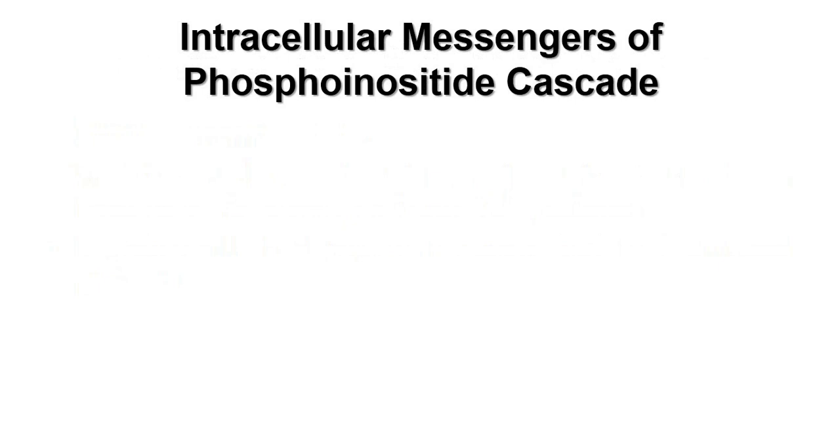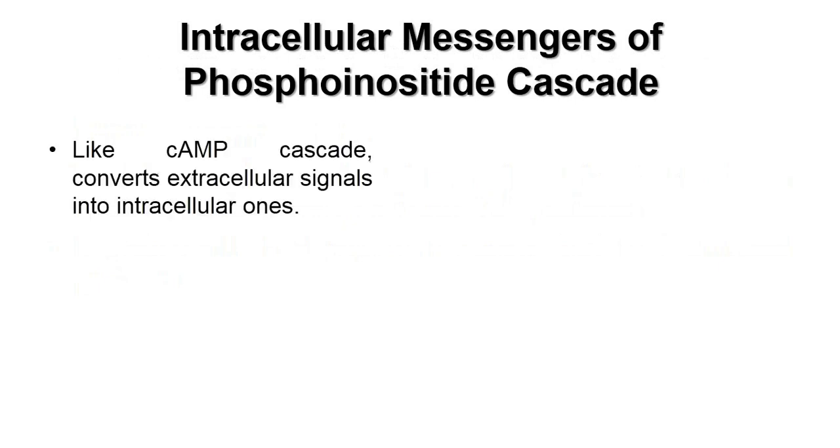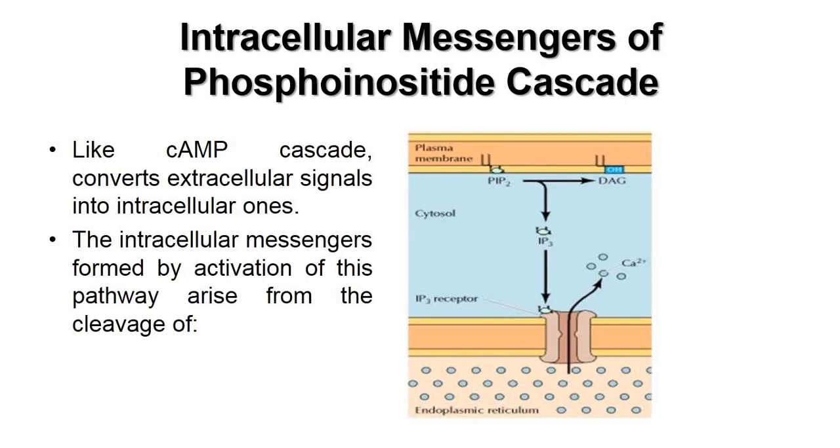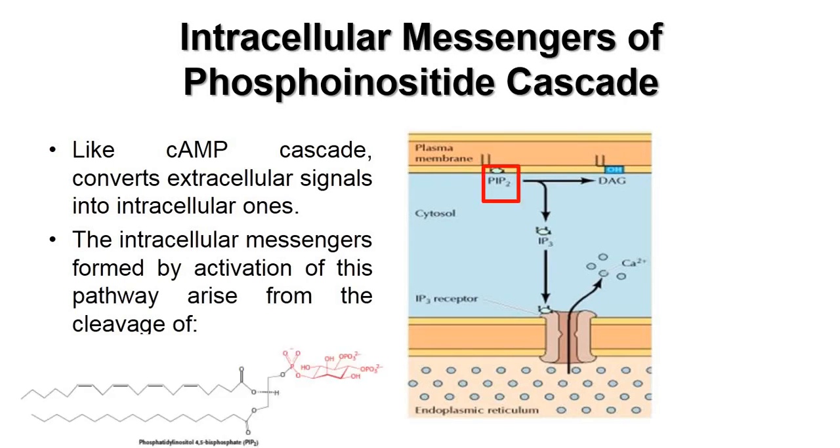Now, intracellular messengers of the phosphoinositide cascade. Like the cyclic AMP cascade, this pathway also converts extracellular signals into intracellular ones. The intracellular messengers formed by activation of this pathway arise from the cleavage of, this is important, and first we will go to the figure, PIP2. This is phosphatidyl inositol 4,5 bisphosphate.